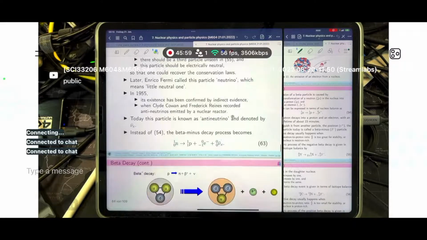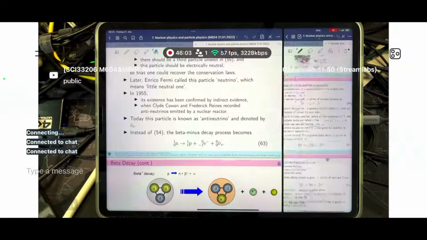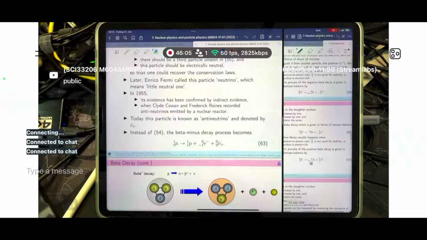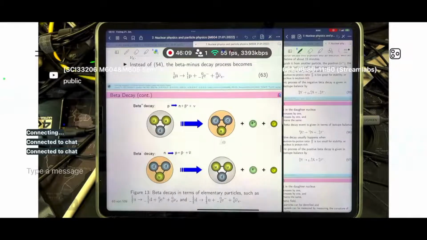Once you know that there is a missing particle in 54, 55, or 57 for the beta plus decay process, we can summarize in the picture like this. Okay, let's take a look first at the beta plus decay. You have the proton. Proton is made of 3 quarks, right? If you can still remember the story in the previous chapter, proton consists of 3 quarks.